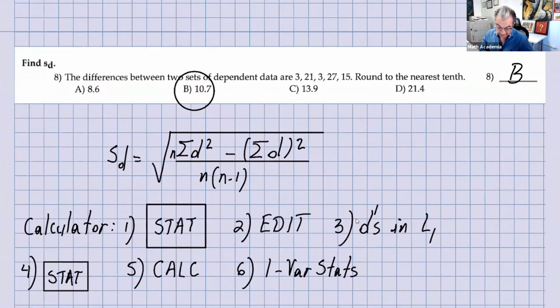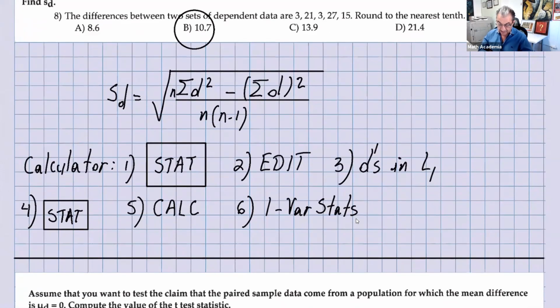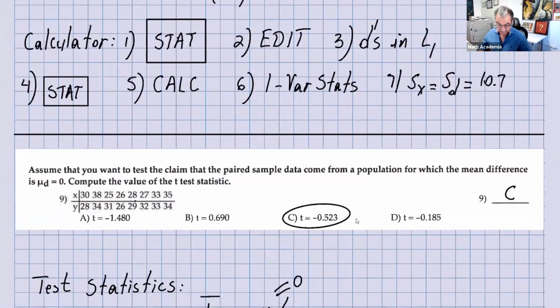The formula for S sub D is the same as the formula for standard deviation. But with your calculator, you can go to stat, edit, put the differences in L1, then go to stat calc, one-var stats. So step number 7, you're going to see S sub X is the same thing as S sub D for this calculator. And if you do that, you get 10.7, so B is the answer.